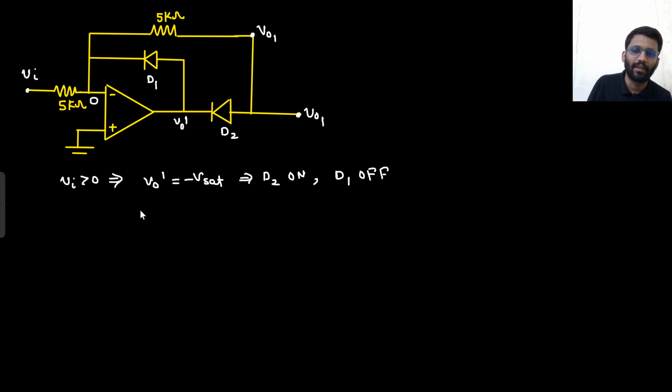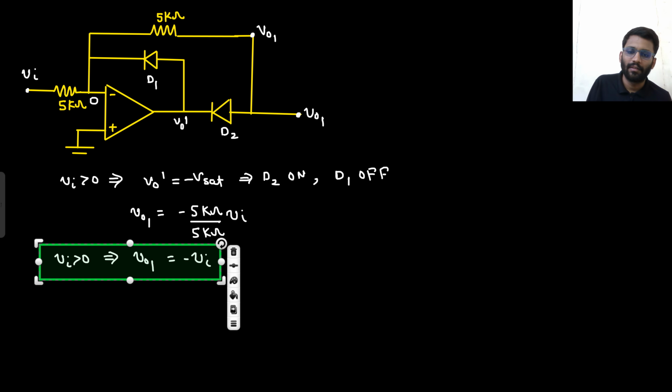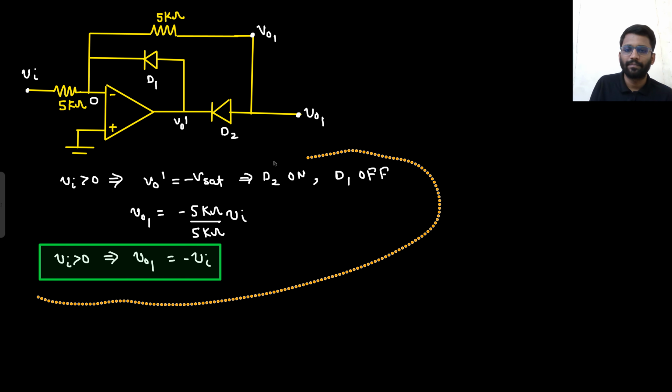So what will be your V01? Your V01 would be minus RF by R, minus 5 kilo ohm divided by 5 kilo ohm into Vin. So if Vin is greater than 0, your V01 is equal to minus Vin, right? And here the second condition we can check.